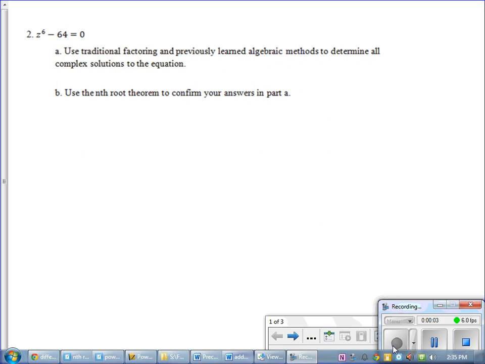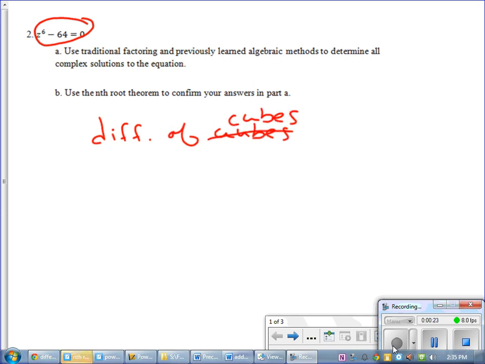So this problem we're going to start with part A using traditional factoring methods. We're going to do it using only our Algebra 2 techniques. So the equation is actually a difference of cubes. We can rewrite, it's supposed to say cubes. We can rewrite the equation as something cubed minus something cubed.